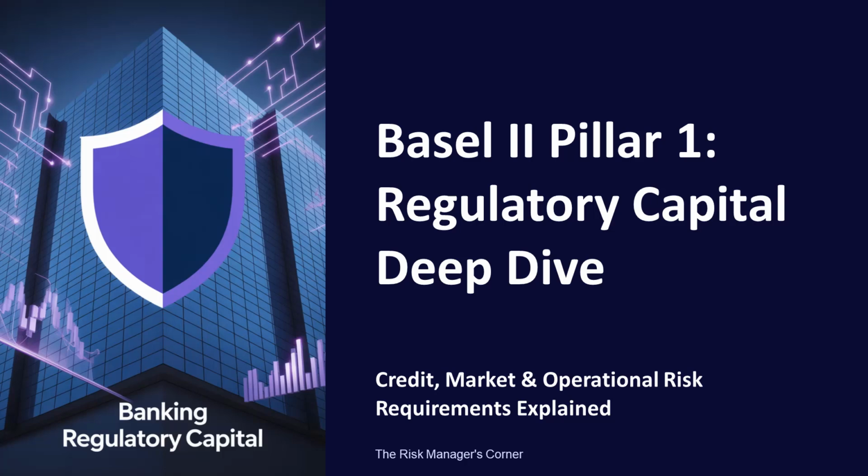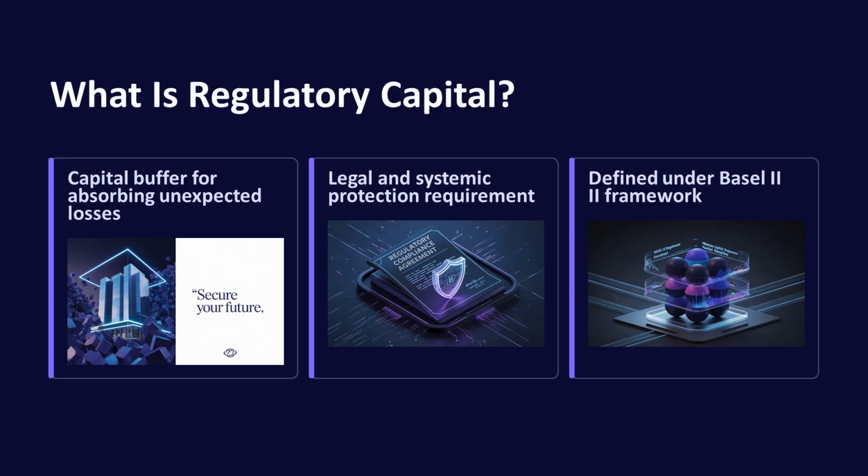In this episode, we unpack Pillar 1 of Basel II, where the global regulatory framework defines how much capital banks must hold for credit risk, market risk, and operational risk. If you're in financial risk, compliance, treasury, or internal audit, this is your strategic guide to understanding the numbers behind solvency. Let's get started. What is regulatory capital?